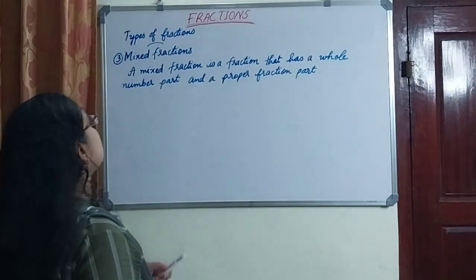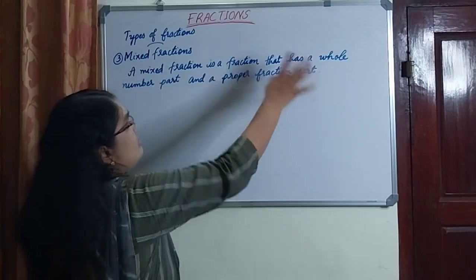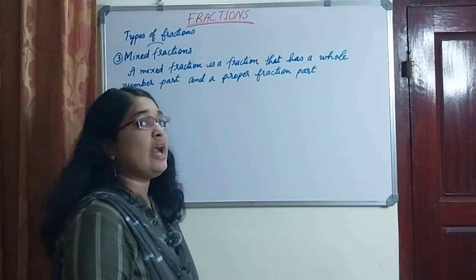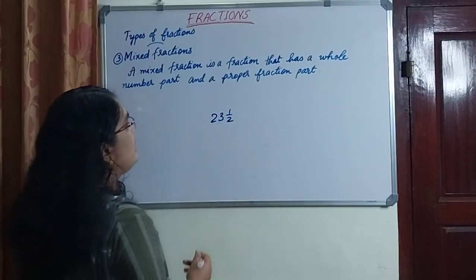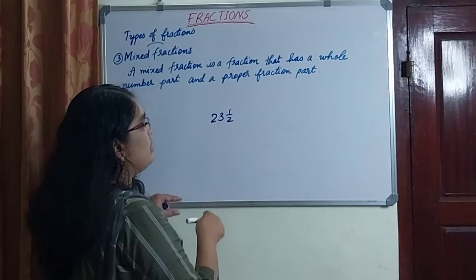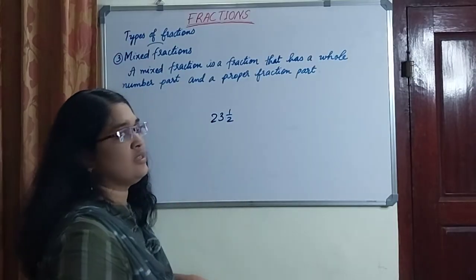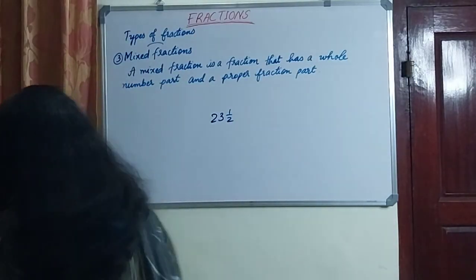Next is mixed fraction. A mixed fraction is a fraction that has a whole number part and a proper fraction part. You might have seen in answer sheets marks like this, 23 1 by 2. Here this is an example for a mixed fraction. 23 is a whole number and 1 by 2 is a proper fraction. Let's learn more about mixed fraction using the cake cutting method.